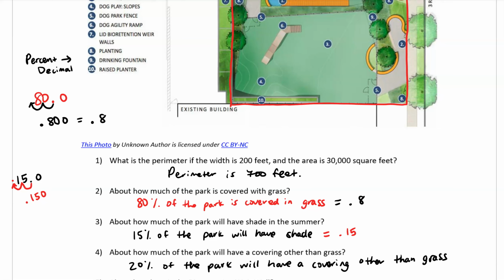And if we follow what we've been doing before, I have 20%. I'm going to ignore the percent symbol and then move this over 2 spots. So that would be 0.200. And I could just drop the 2 zeros. So if I wanted to write that as a decimal, we'd say about 0.2 of the park will have a covering other than grass.